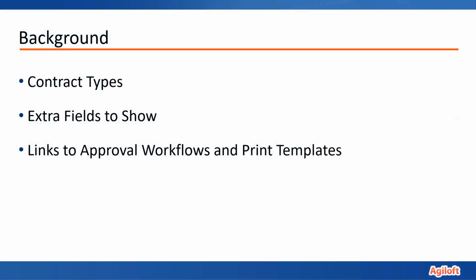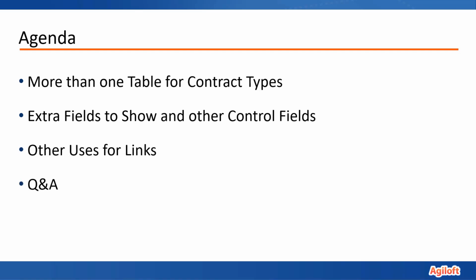Our broad understanding of contract types will give us some ideas about the ways we can build onto this table. Specifically, we know it's a table that holds these groupings of contracts called contract types. We know there are controls in it, like extra fields to show, and we know it's connected to some other tables.